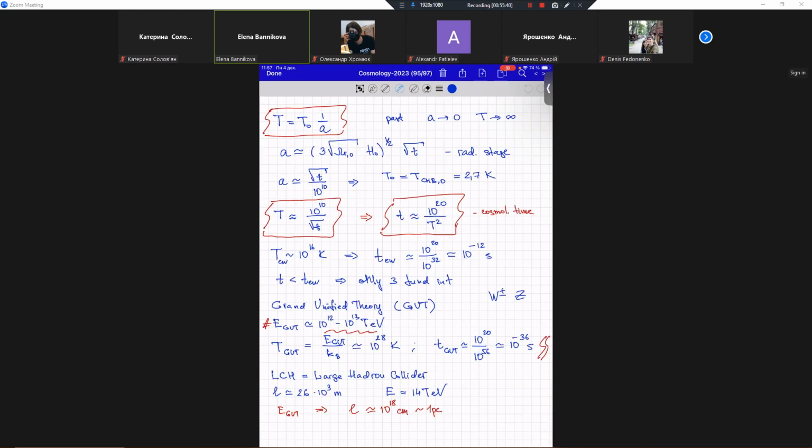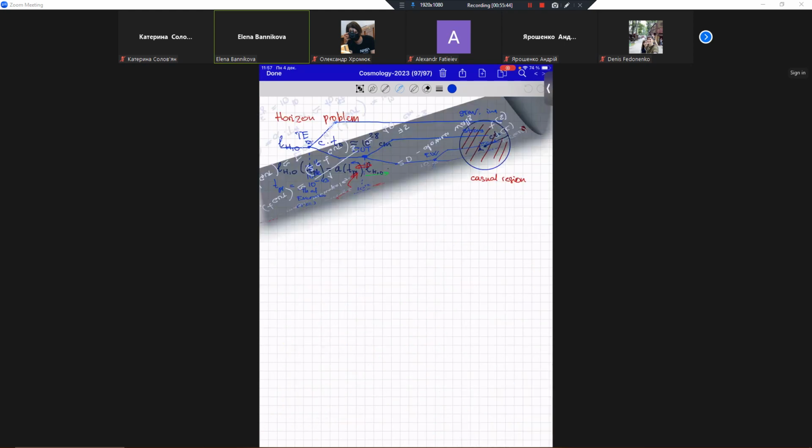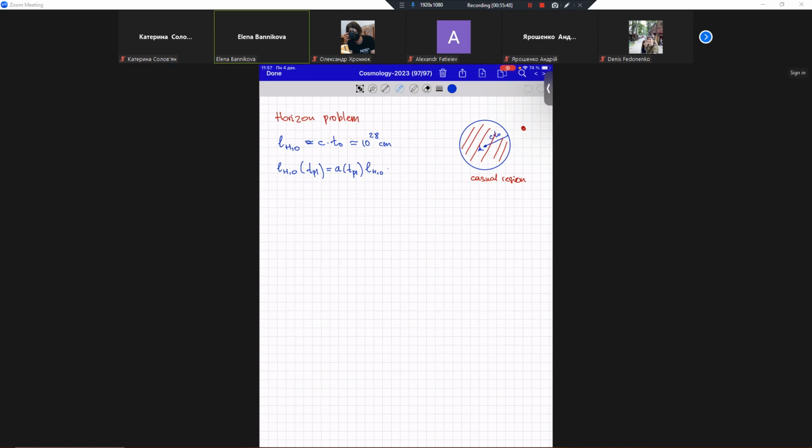Okay, I remember that I can write the scale factor through the temperature, the ratio of temperature: T Planck over LH0. This is for the Planck temperature, remember, so this is 10^-32 over 10^-28, which means approximately 10^-4 centimeter. So this is the scale of our causal region for the Planck.